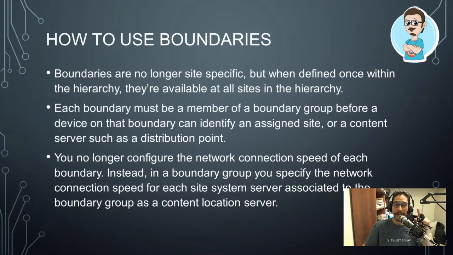No longer configure the network connection speed on each boundary. Instead, in a boundary group, you specify the network connection speed for each site system server associated to the boundary group as a content location server. That's pretty cool. I like that feature a lot.